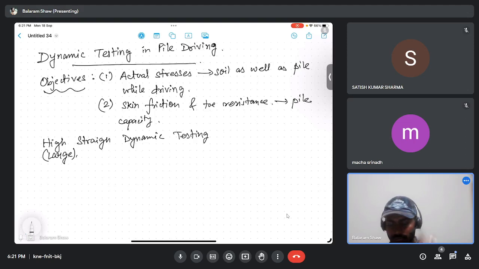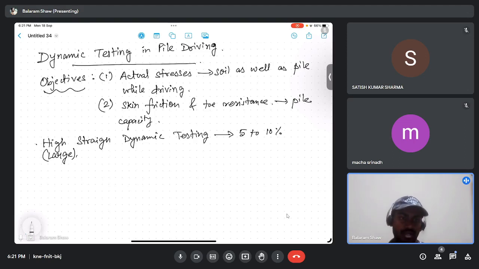So while driving the pile, we have to go for this kind of tests. And other than that, restrike means, for understanding the long term performance of the pile, we have to go for restrike tests also. This kind of tests is being done for 5 to 10% of whatever number of piles are there.